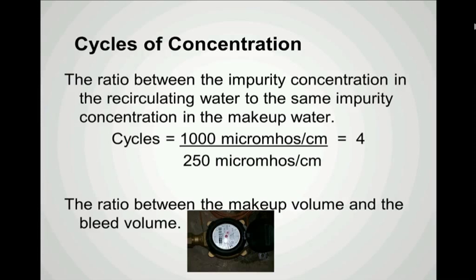We do that by expressing it as cycles of concentration. In our example, we can take the conductivity of the water. Let's say we have 1,000 micromhos conductivity of the cooling water and our makeup is 250. We can calculate that then as 4 cycles of concentration. Another option, if our tower is equipped with makeup and bleed water meters, is to calculate cycles by taking the ratio between the makeup volume and the bleed volume. By recording the water consumption data for makeup and bleed, it's an easy calculation to arrive at cycles. And these two numbers should be fairly close to one another.